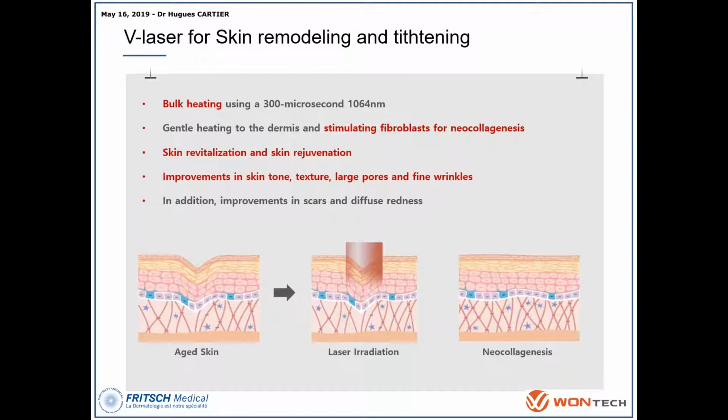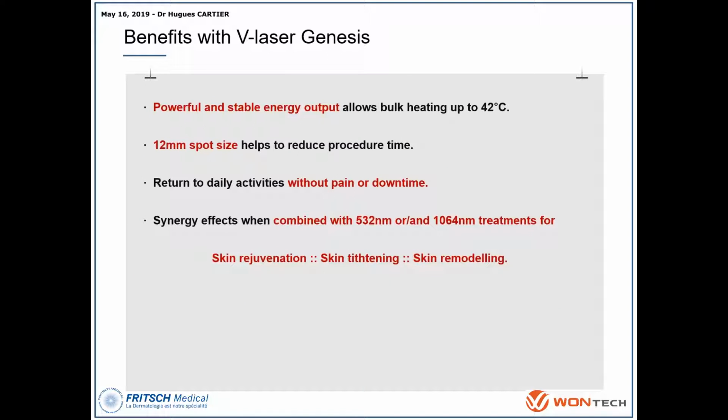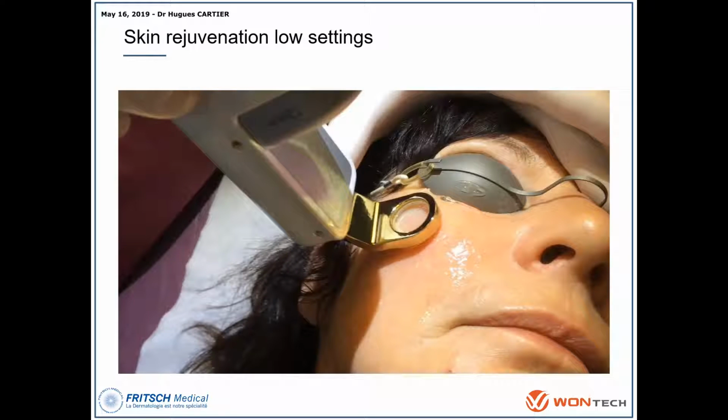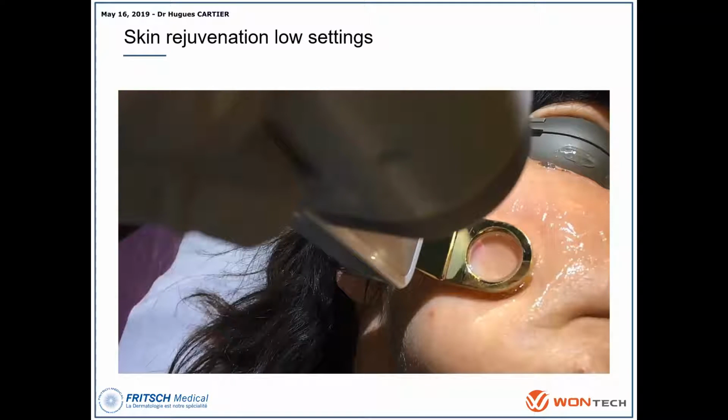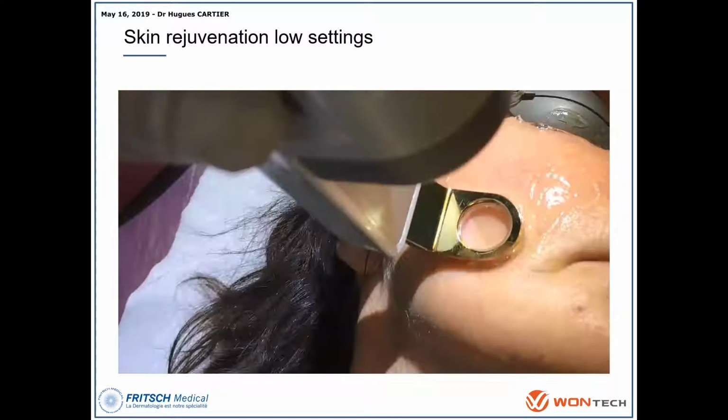I have some pictures, not in this presentation, but in my office. It's very important to understand that you have to elevate the skin temperature, so you can use a large pulse, and you can combine both for skin rejuvenation, skin tightening, or skin remodeling. With the dual wavelength, you can do both as you want. I will show you skin rejuvenation at a low setting, where you try to modify the complexion, reduce the redness, and reduce superficial skin pigmentation.